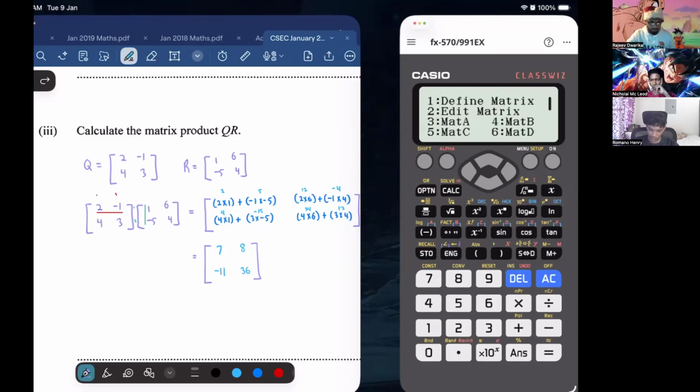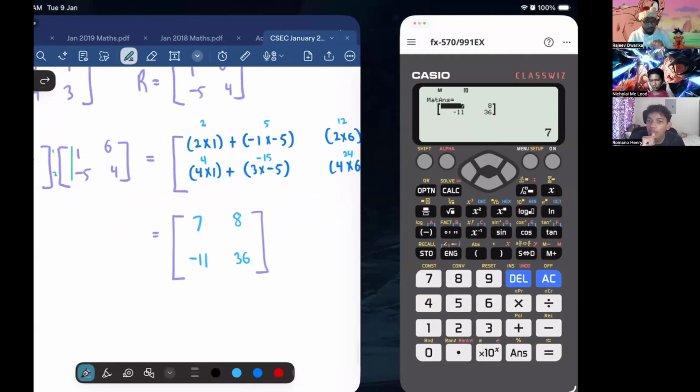Yes, sir. So what you're gonna do is, we have matrix Q stored under matrix A. So you're gonna press 3. That's matrix A, right? Then you're gonna press multiply. Then you're gonna press OPTN again, and then select 4, because we stored matrix R under matrix B. So press 4.